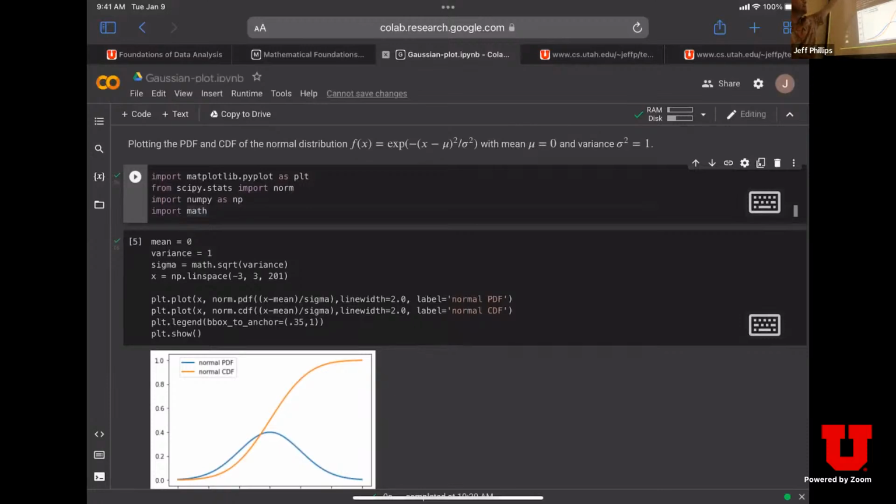The first one is matplotlib, which is a plotting library, which will allow me to create a plot like this. Then I'm going to use a package that has some statistical functions in it, and I'm going to import the normal function. The normal distribution will be the most useful distribution. We'll talk about it a fair bit in this class, especially in the next few weeks.